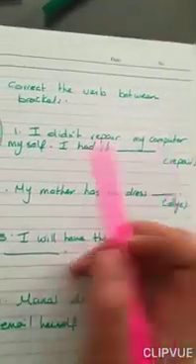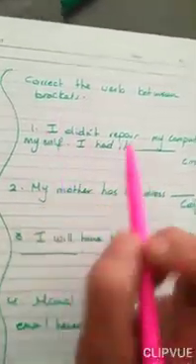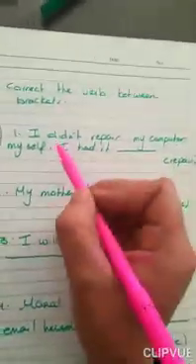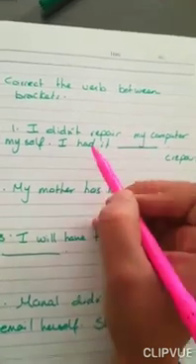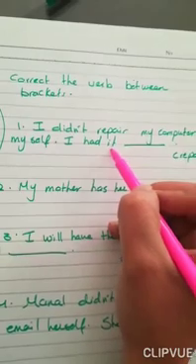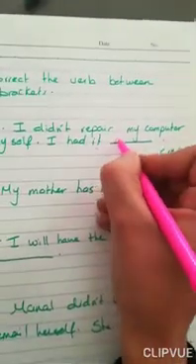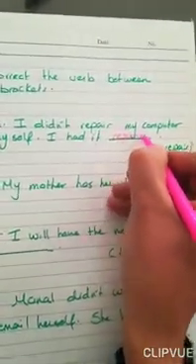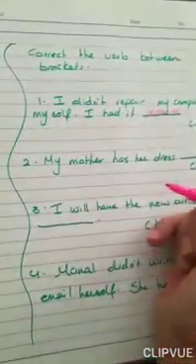I didn't repair my computer myself. Since you didn't do something by yourself, now we're talking about, excellent, yes, causative. I had it. Here they ask you to correct the verb. As soon as you see subject followed by had, which is have, followed by the object, then this one here is going to be very good, the past participle. Repaired. I had it repaired.